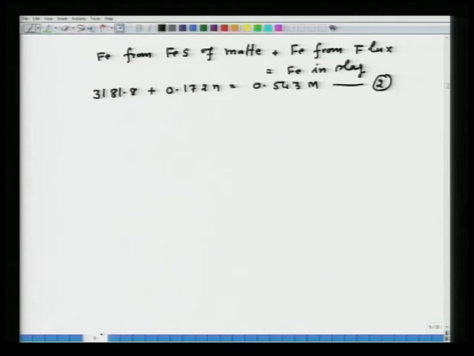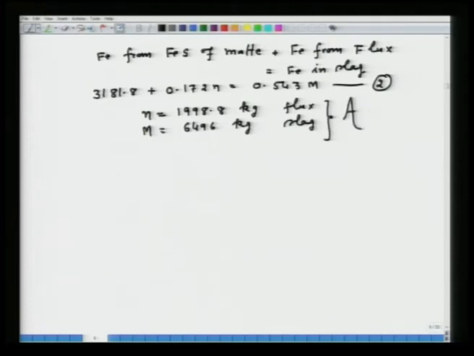By solving equations 1 and 2 we can get n equal to 1998.8 kg, this is the weight of flux, and m, which is the weight of slag, equal to 6496 kg, that is the weight of slag. So, this is the answer.